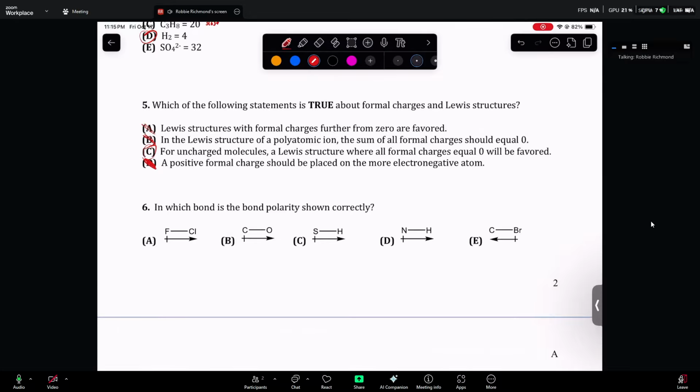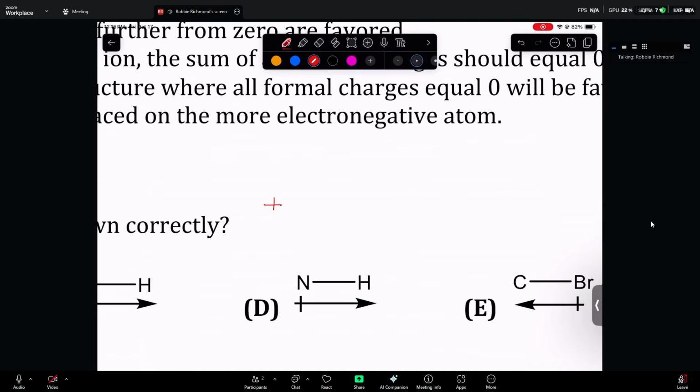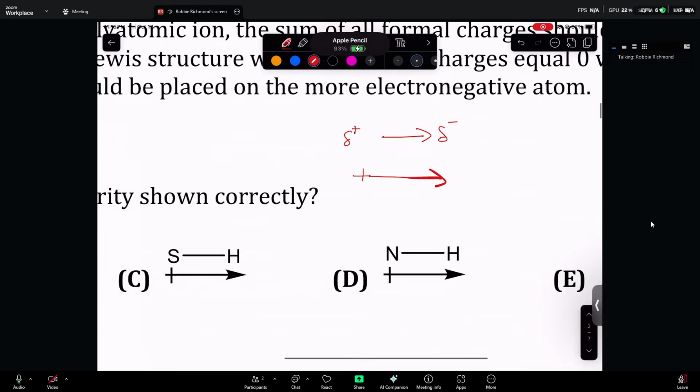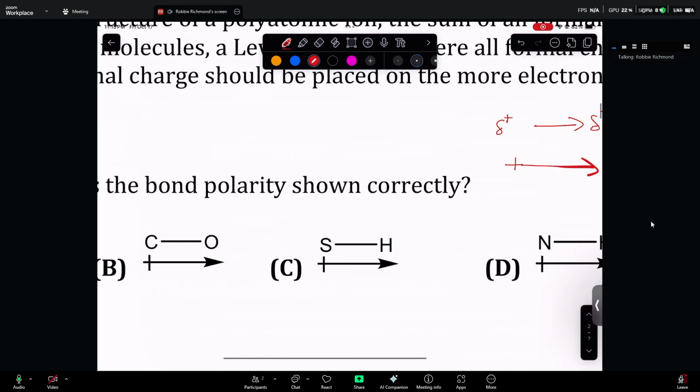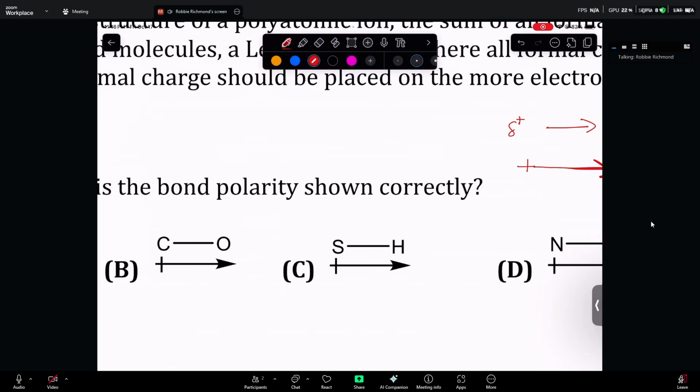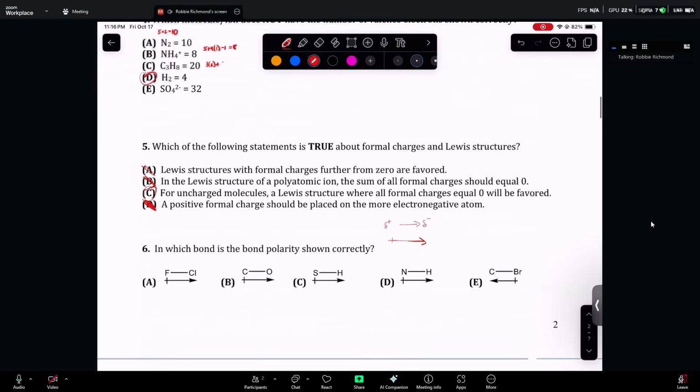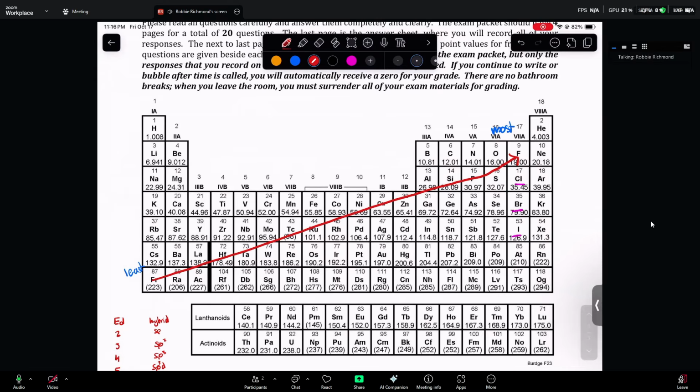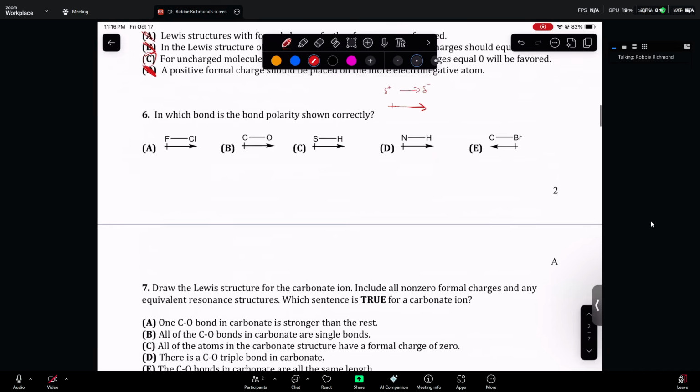Cool. In which bond is the bond polarity shown correctly? Remember, dipole arrows go from the partial positive going to the partial negative. And it's shown like that. So whatever that plus is has to be more partially positive, or least electronegative, than what it's pointing to. If you look at the periodic trend, carbon is less electronegative than oxygen. So we put that plus on the carbon and point it towards oxygen. So answer choice B.